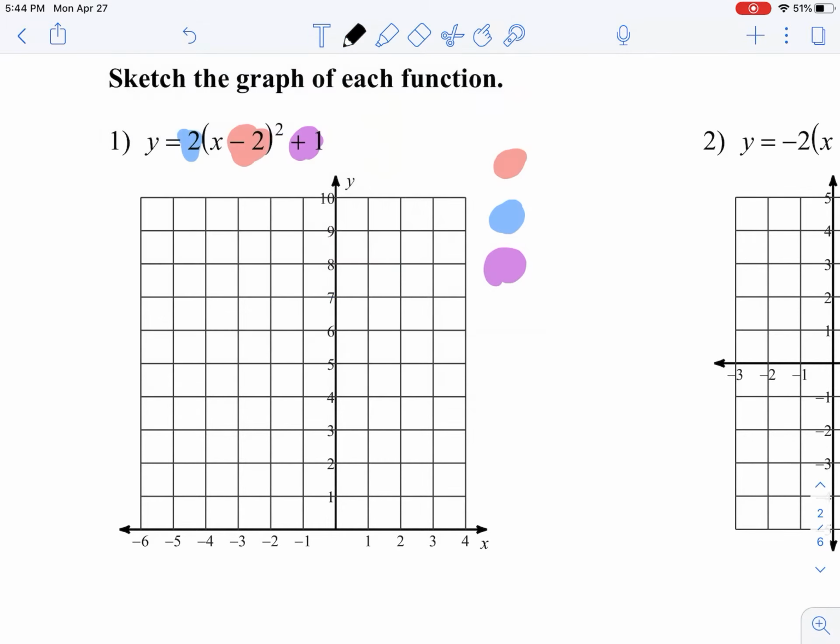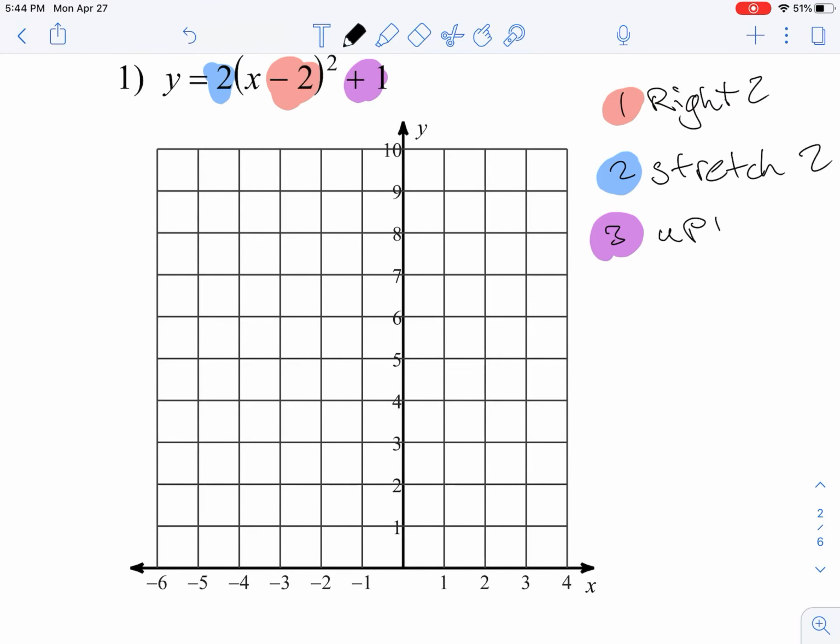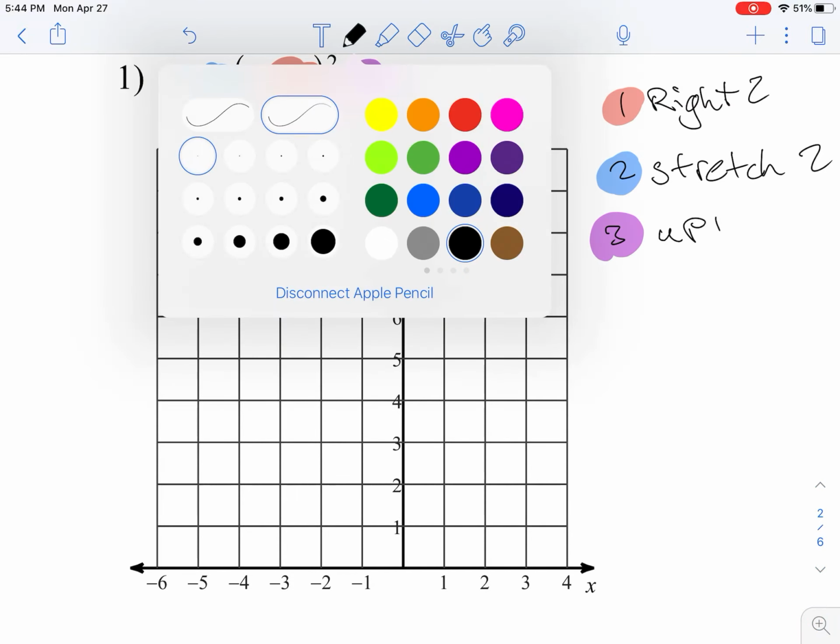So now I'm going to write this in. We're saying our first thing is to move right 2. Our second thing is to do a stretch of 2. And our third thing is to move up 1. So I'm going to do this with parent points, and then I'm going to write it in my parent function. With my parent points, I'm going to use a number system. You'll see how that works in just a second.